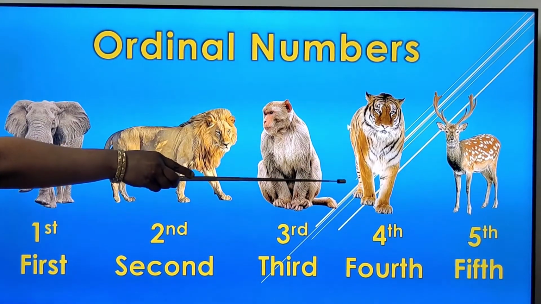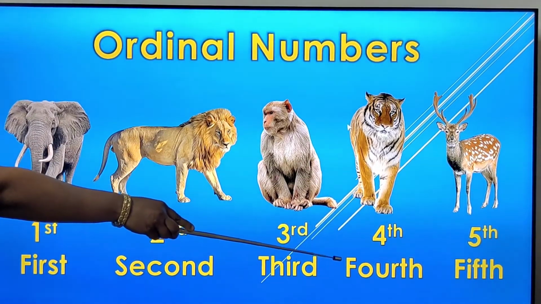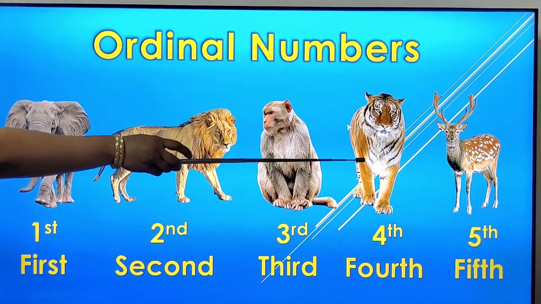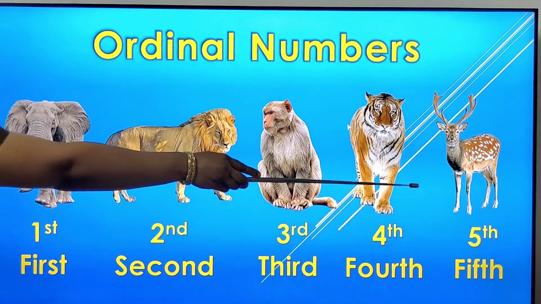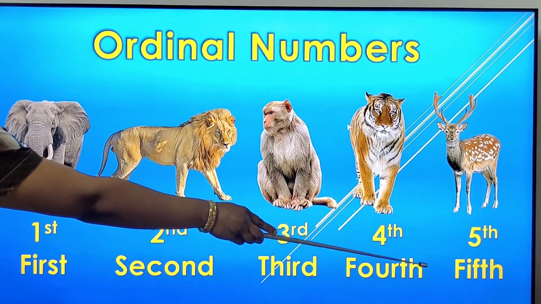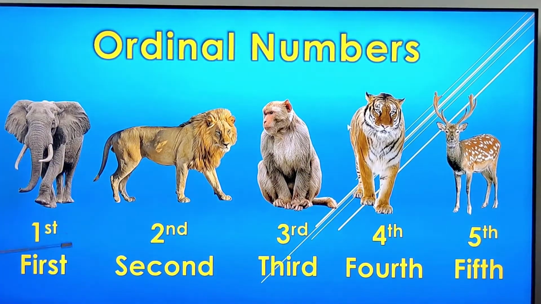Next is the tiger. Tiger is placed on the fourth position. This is the deer. Deer is placed on the fifth position.